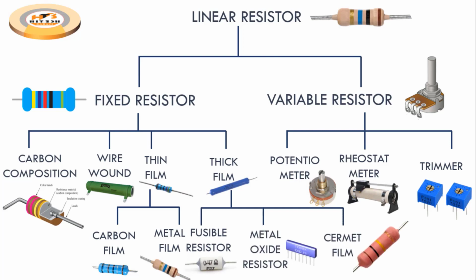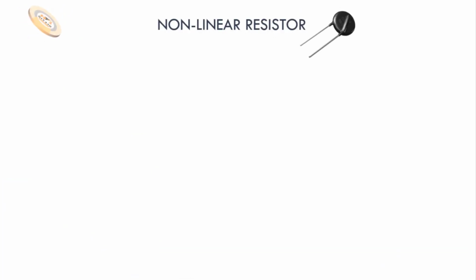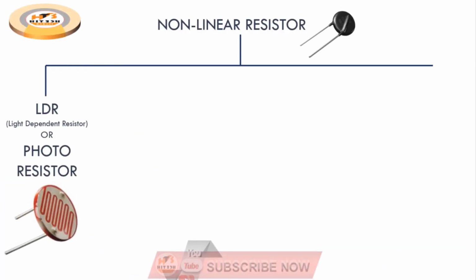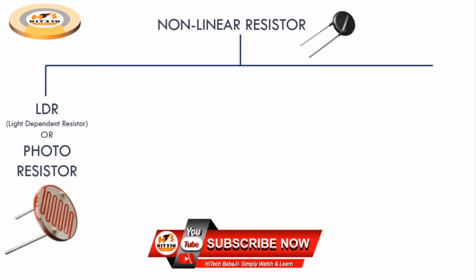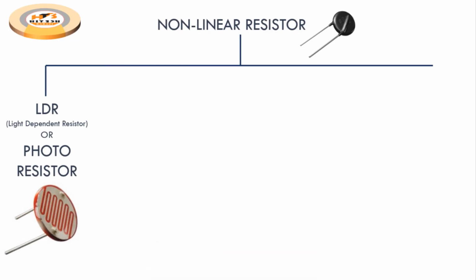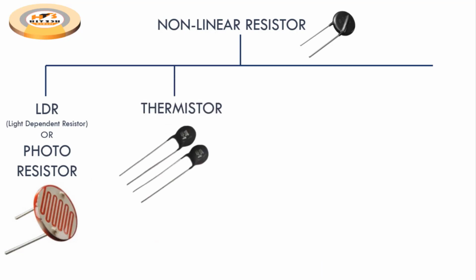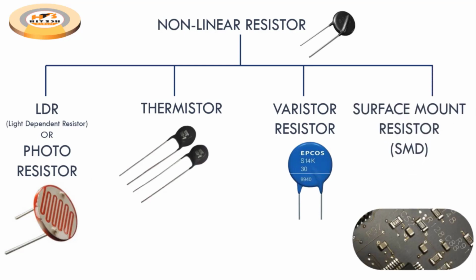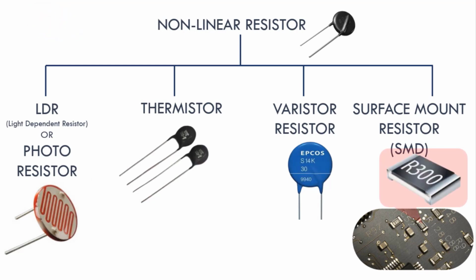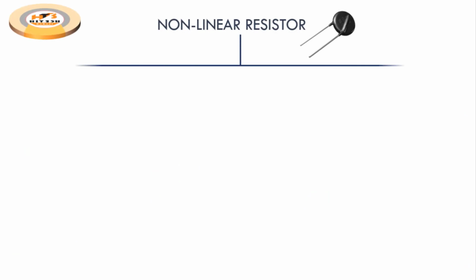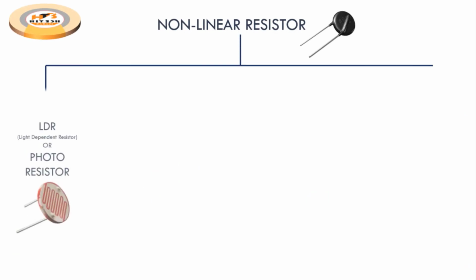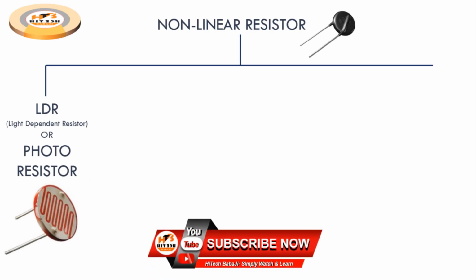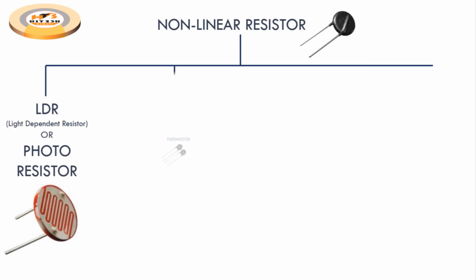As we have already discussed the non-linear resistors, what were the non-linear resistors? Non-linear resistors are those resistors which don't follow the Ohm's law, meaning the current flowing through it changes with either a change in temperature or change in voltage across it or change in light intensity falling on this resistor. Non-linear resistors can be divided into different types. One is LDR, light dependent resistors or photoresistors. Second one is thermistors, and third one is varistors.